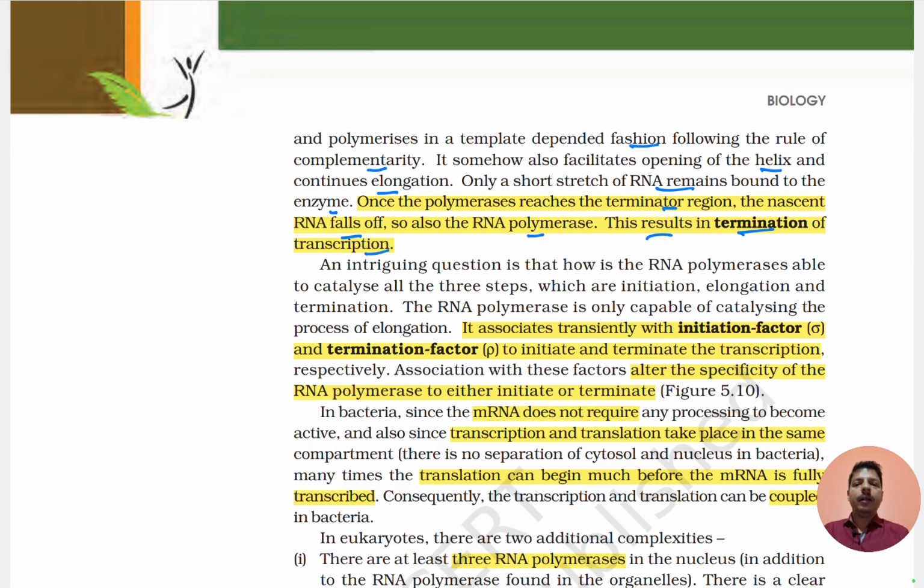And an intriguing question is how the RNA polymerase is able to catalyze all the three steps, which are initiation, elongation and termination. And the answer is, the RNA polymerase is only capable of catalyzing the process of elongation. It associates transiently with an initiation factor and a termination factor, the sigma factor and the rho factor, to initiate and terminate the transcription. Association with these factors alters the specificity of the RNA polymerase to either initiate or terminate. Simple.